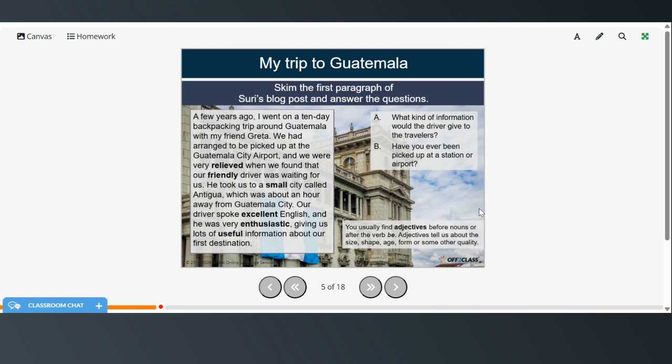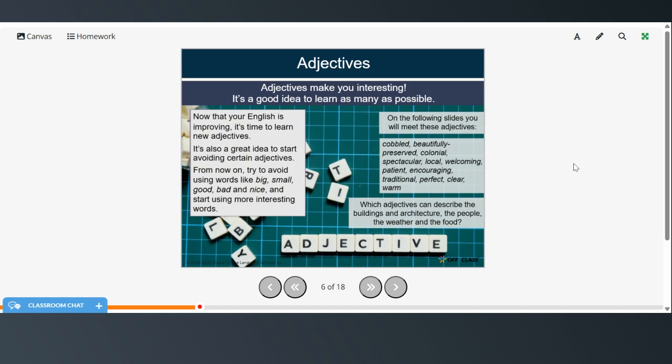You usually find adjectives before nouns or after the verb be. Adjectives tell us about the size, shape, age, form, or some other quality. So adjectives make you interesting, and it's a good idea to learn as many as possible. Now that your English is improving, it's time to learn new adjectives. It's also a great idea to start avoiding certain adjectives. From now on, try to avoid using words like big, small, good, bad, and nice, and start using more interesting words.